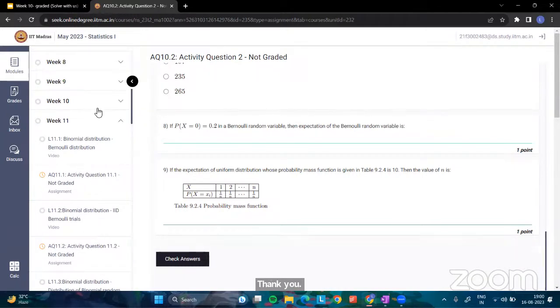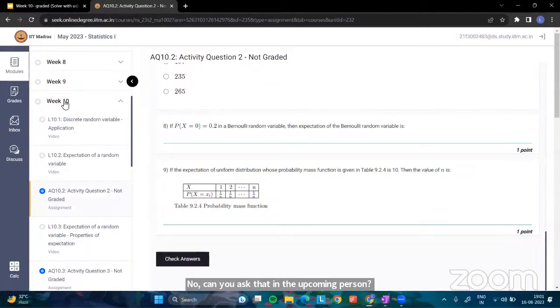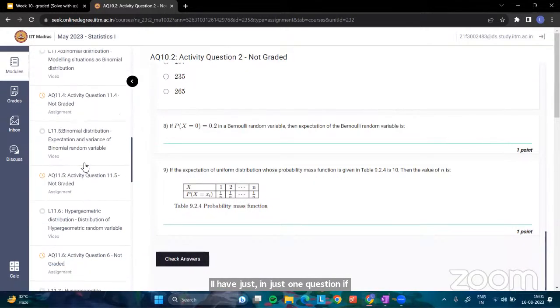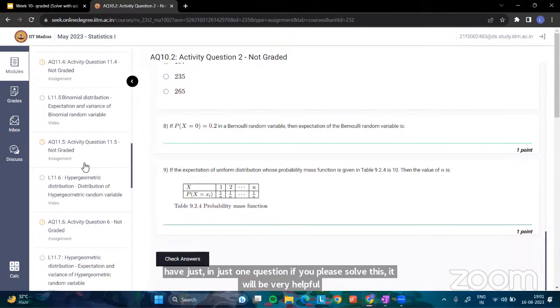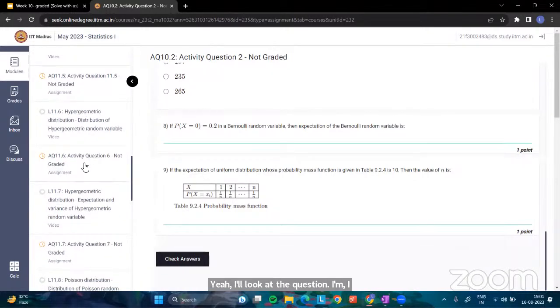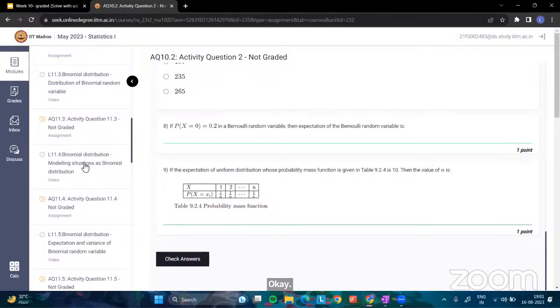Can you ask that in the upcoming session? I'm stuck on just one question. If you please solve this, it will be very helpful. Yeah, I'll look at the question. I haven't revised the week 11 concepts yet, so I'm not sure if I'll be able to answer that. Yeah, which question? Okay, no issues. Yeah, it's okay. I can try.